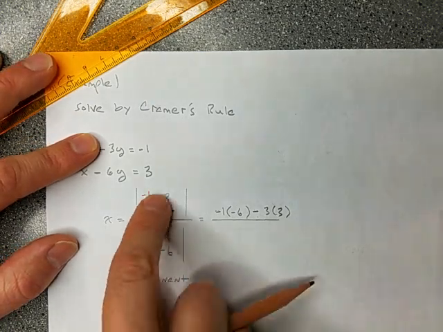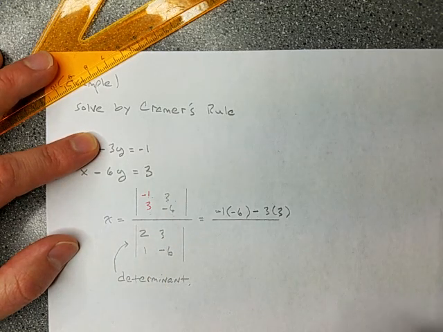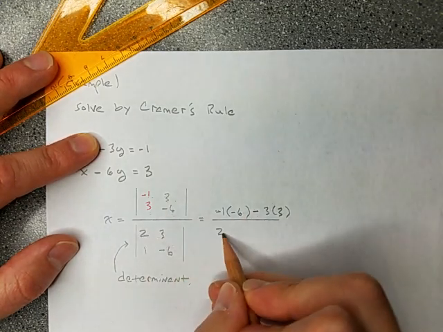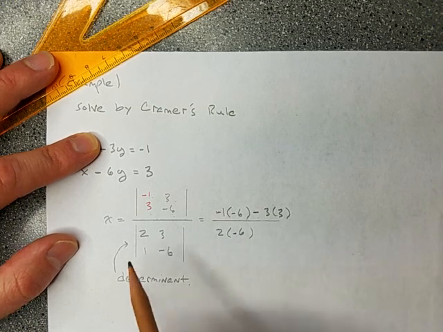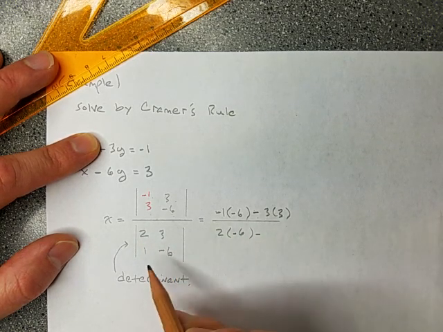This one down here is done the same as that one up there because they're both determinants. So they might have different numbers, but they're done the same way. So 2 times -6, remember, because I multiplied diagonally like this. And then I subtract 1 times 3.